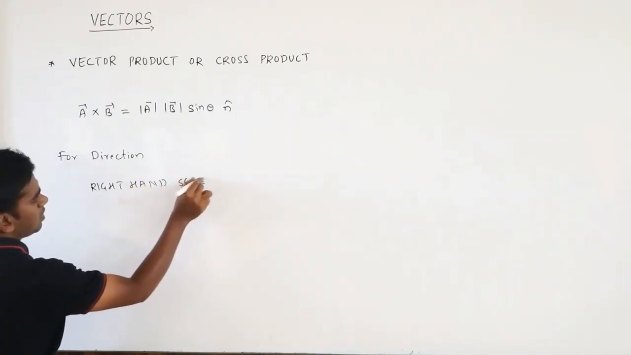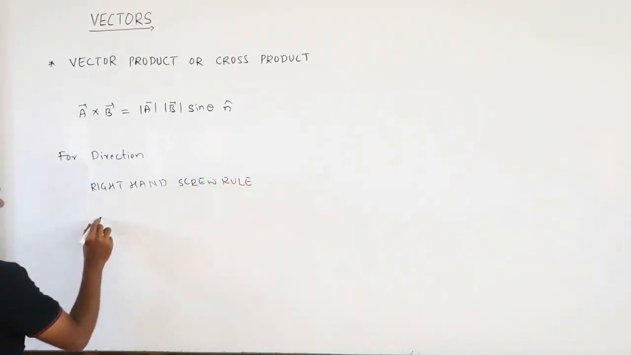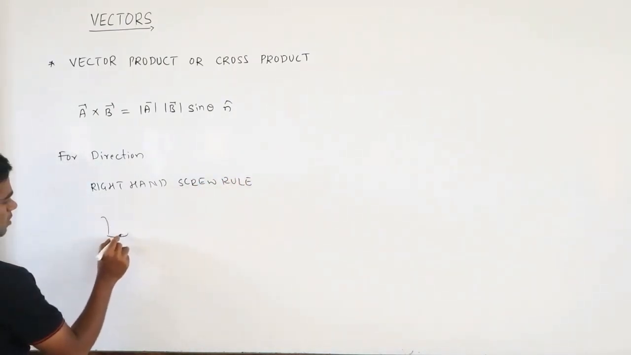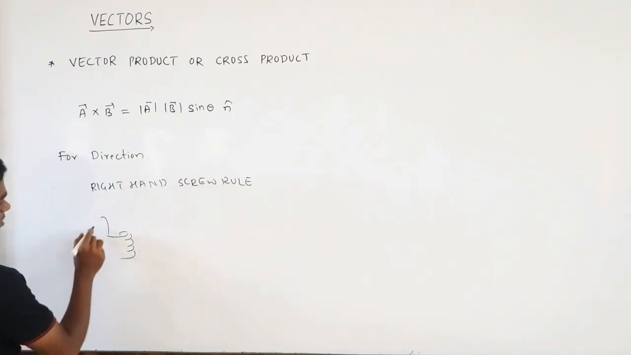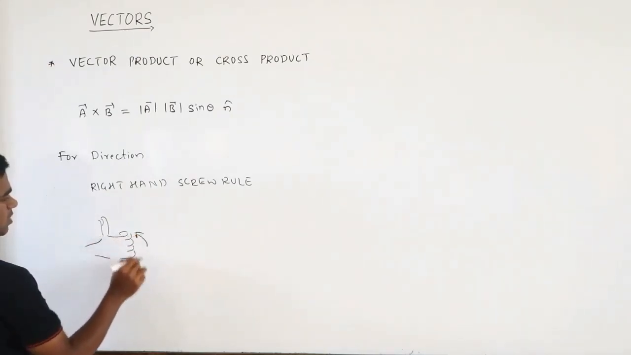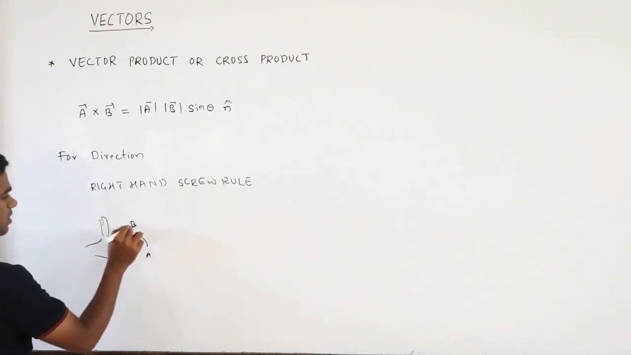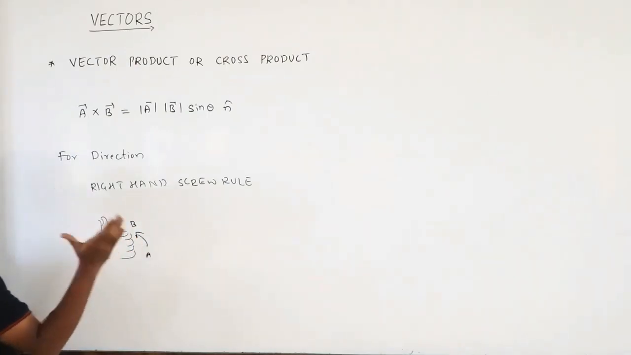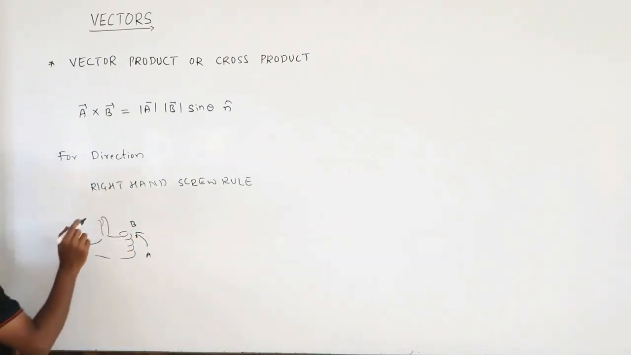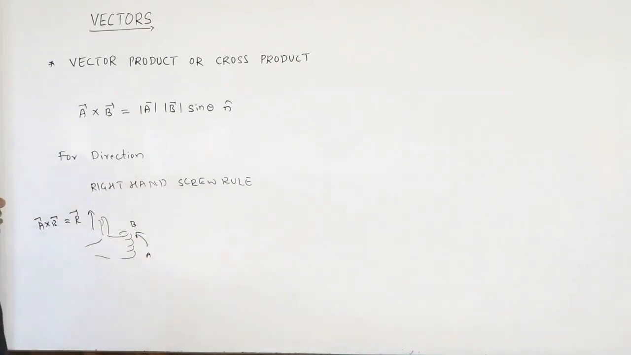Suppose this is the thumb, and these are the fingers over here. The fingers give the direction of rotation of the vectors, whether it is moving from A to B or B to A. If this is the direction of the vectors, then the thumb will give you the direction of the resultant, that is vector A cross vector B. So all these things we have discussed.